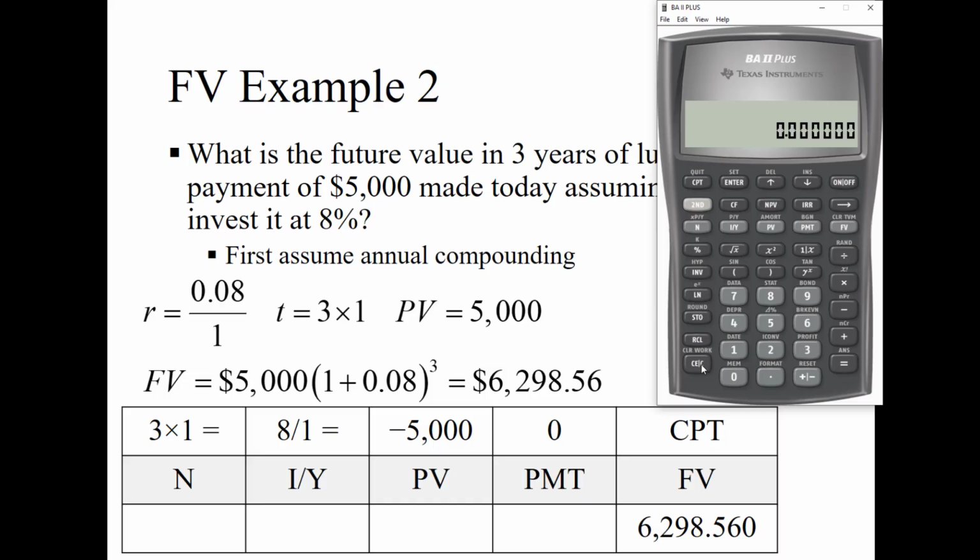So in this case, our N is going to be equal to 3. So I'll hit 3 and then the letter N. Our interest rate is going to be 8%, so I'll hit 8 and then IY. The PV is a negative $5,000. We're making an investment today, so it's coming out of our pocket. So I'll type in $5,000, hit the plus or minus key, and then PV.